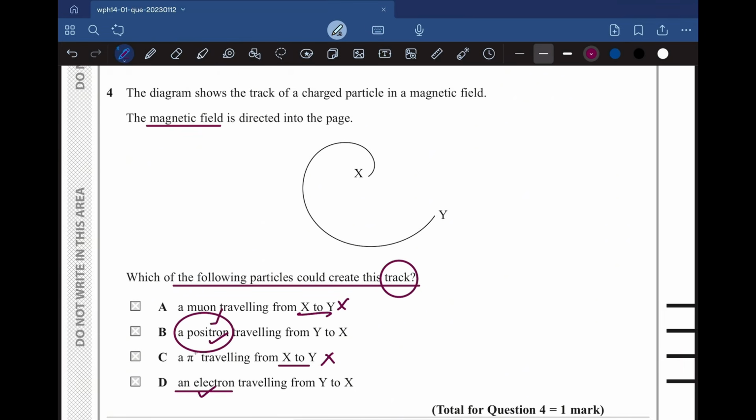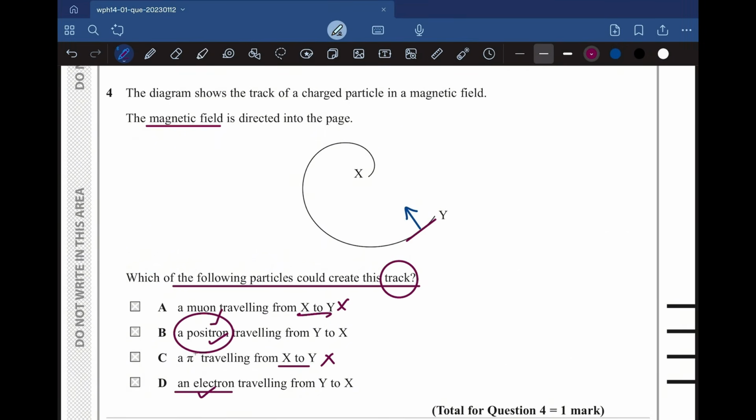We know the magnetic field is directed into the page, and let's take this as the motion of the particle at y. We know the force is always perpendicular to the direction of motion of a particle in a magnetic field, right? So we can say the force is in this direction. If the force is in this direction, now let's figure out the direction of the current. We know the magnetic field is into the page.